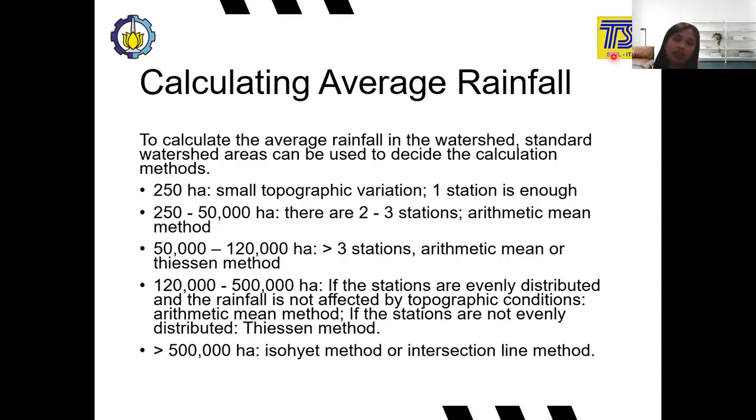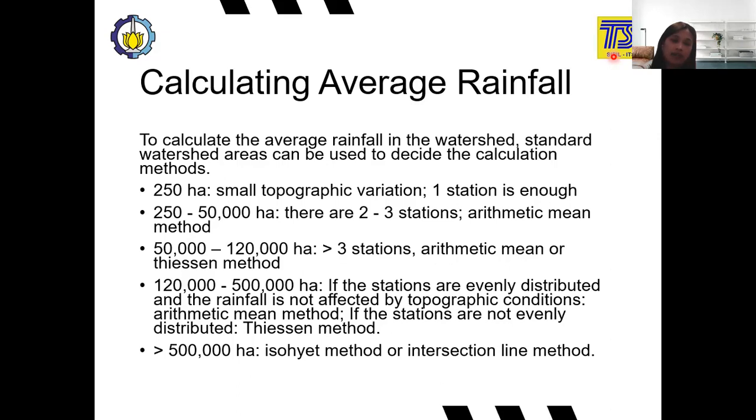And if you have a bigger area, for example, here until 50,000 hectares, you have to look for 2 until 3 stations using the arithmetic mean method, because it's quite big. So one station is not enough to represent all of the watershed. So you need more than 2 until 3 stations to calculate the average rainfall in your watershed.